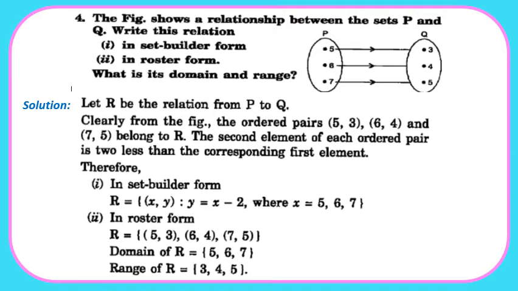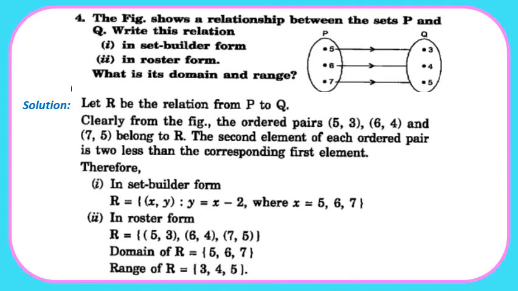The second element of each ordered pair is 2 less than the corresponding first element. It is very clear that first element 5 is what? 3 plus 2. So y, we take y: 3 is equal to 5 minus 2, 4 is equal to 6 minus 2 and 5 is equal to 7 minus 2. So we can write the given relation in set builder form as R equals to the ordered pair (x, y) such that y is equal to x minus 2, where x is equal to what? 5, 6, 7. And in roster form we directly write the elements. So it will be the set of ordered pairs (5, 3), (6, 4) and (7, 5).